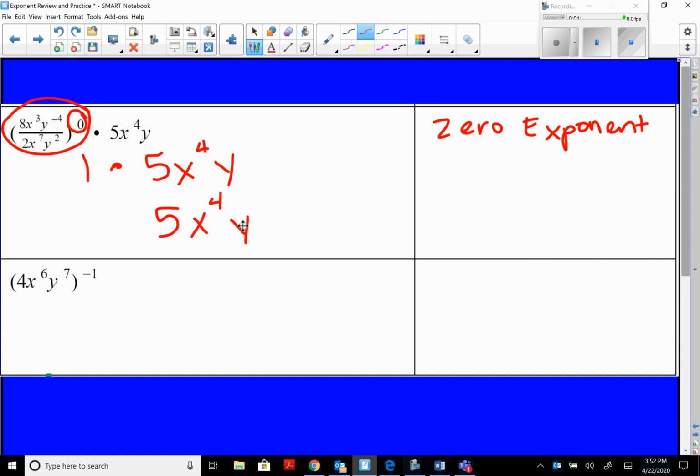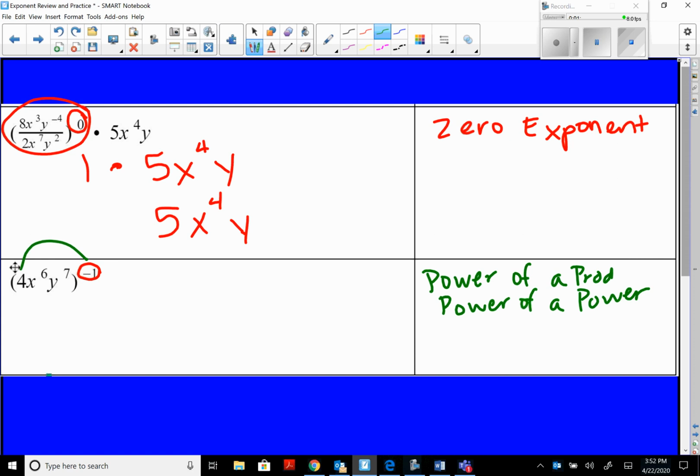Okay, the fourth one, a little bit trickier, but not too bad. We have that -1 on the outside of the parentheses as an exponent. So I'm going to use the power of a product property, and I'm also going to use power of a power. So what that means is I'm going to distribute the exponent to everything inside. If the number already has an exponent, then I'm going to multiply it by that -1. If it doesn't already have an exponent, then I'm going to give it the exponent of -1.